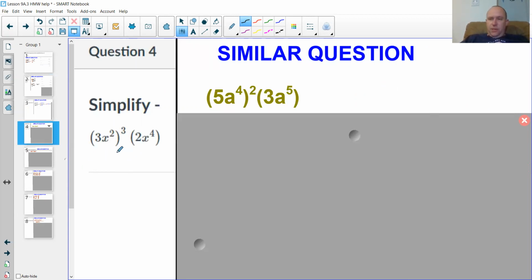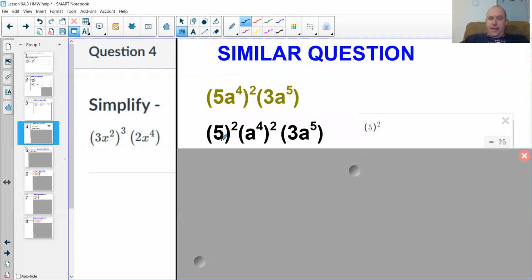Question 4, I actually think question 4 is probably easier than 1, 2, and 3 personally, but hey. So this is the real question, and this is my question, so make it similar. So I got my power on the outside of the parentheses here, so I need to distribute the 2 through to both of these. So I got to do 5 squared and a to the 4 squared. So let me do that.